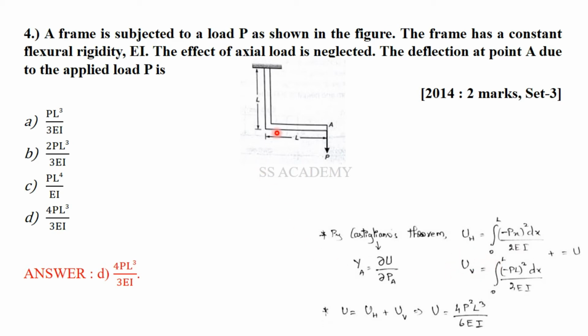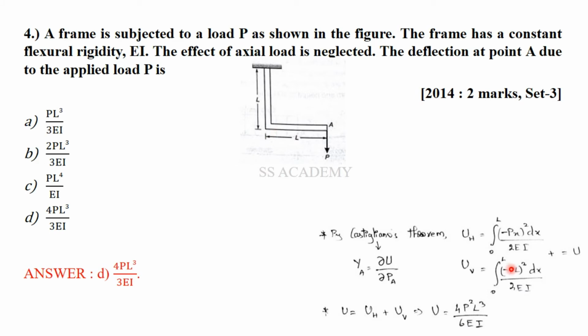Similarly for the vertical member, this P will exert a downward force, which is actually an axial force for this vertical member. Since the effect of axial load is neglected, we neglect that. And this P will also cause a moment P into L.